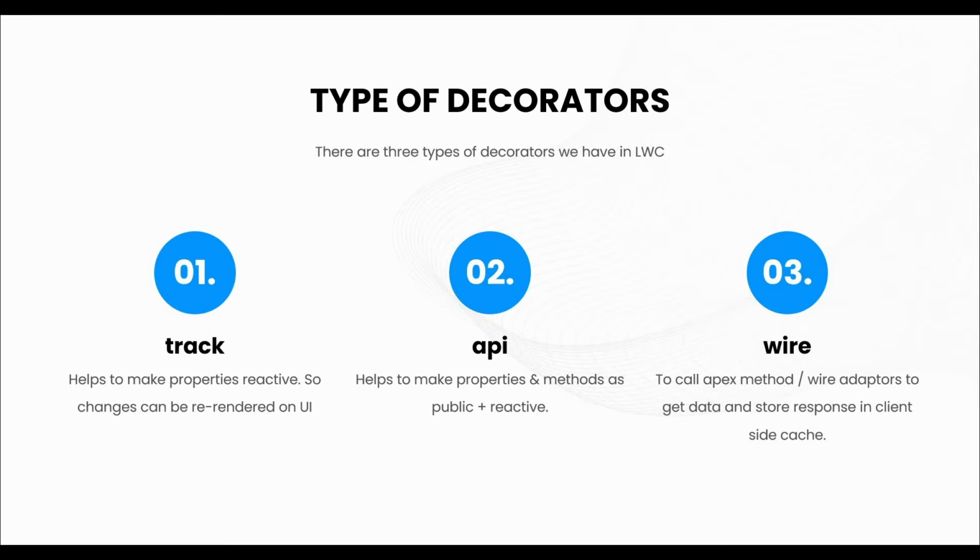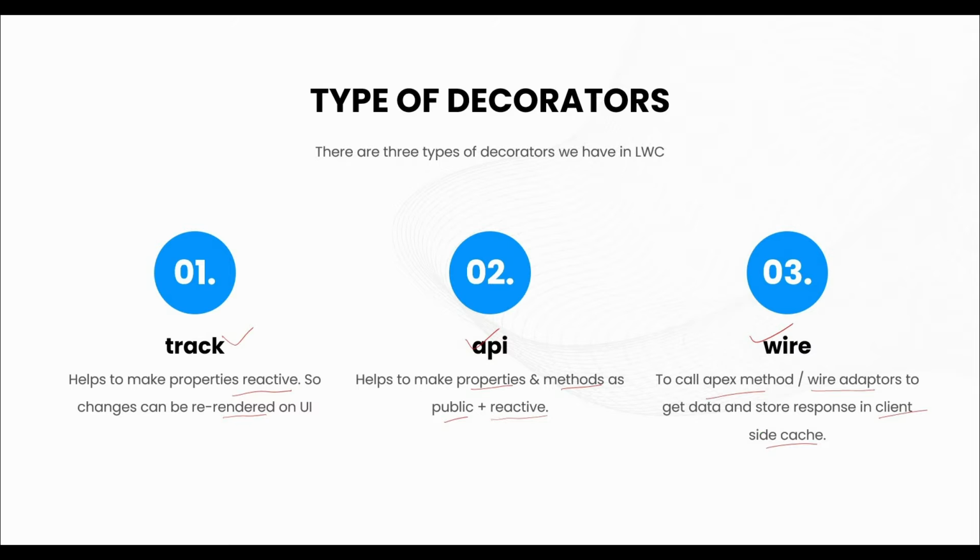So let's move ahead and see what types of decorators we have in LWC. LWC provides three built-in decorators: track, API and wire, where track helps to make properties reactive, so their changes can be observed and re-rendered on the UI. And the API decorator helps to make properties and methods public, so they can be accessed by parent components, and these public properties will automatically become reactive as well. And the wire decorator helps to call Apex methods and LDS wire adapters to get data from the Salesforce database and store data into the client-side cache. We'll discuss more about each decorator in the coming slides.